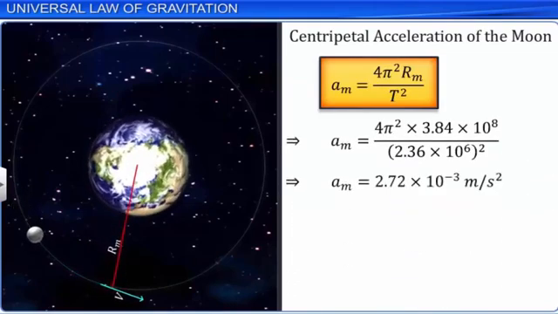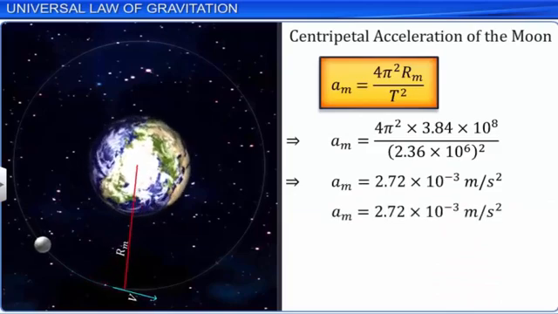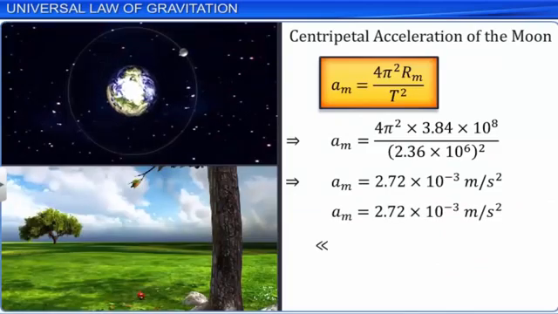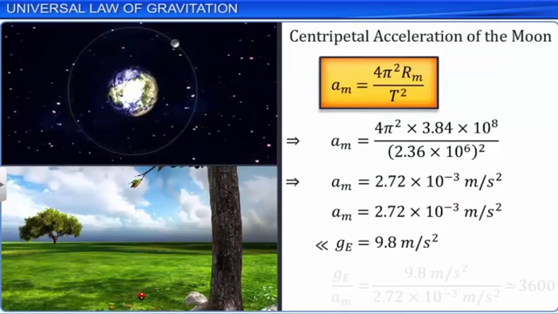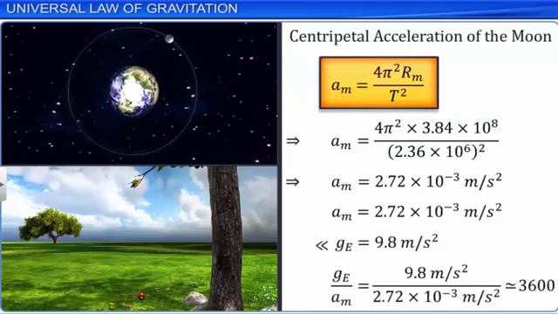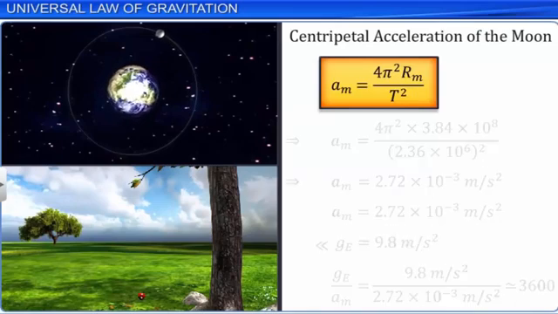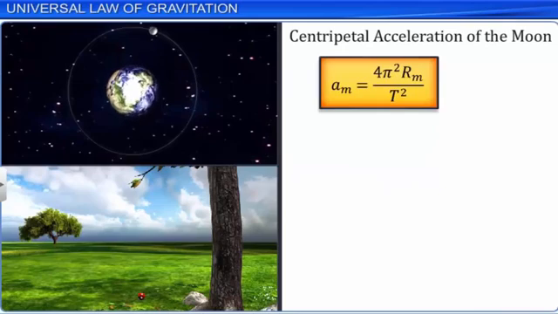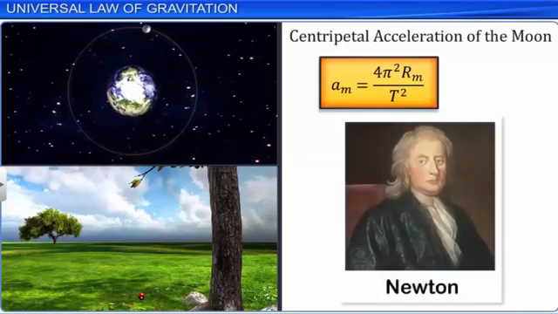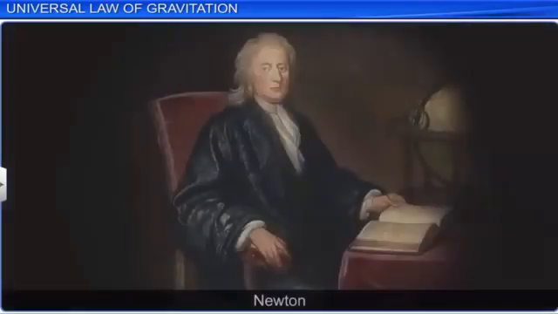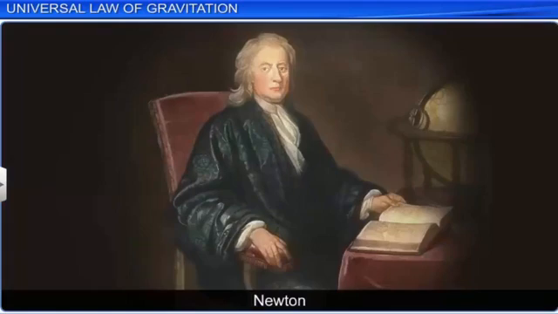the acceleration of the Moon obtained is much less than the acceleration of a freely falling body on the surface of the Earth. From this observation, Newton concluded that the magnitude of the Earth's gravitational force decreases with distance. Thus, based on the observations regarding forces, Newton proposed the universal law of gravitation.